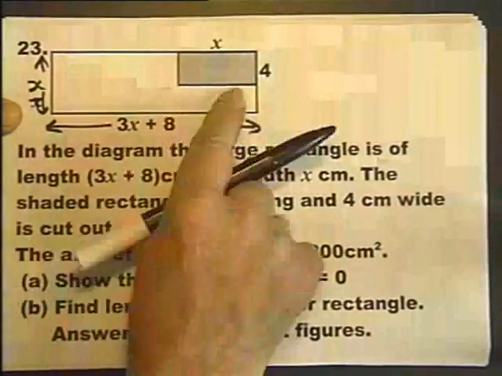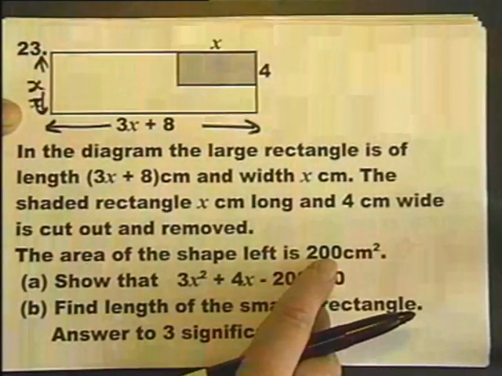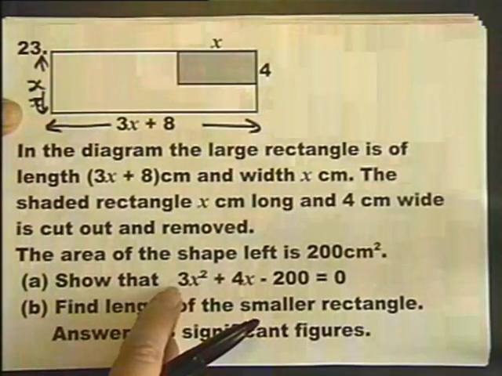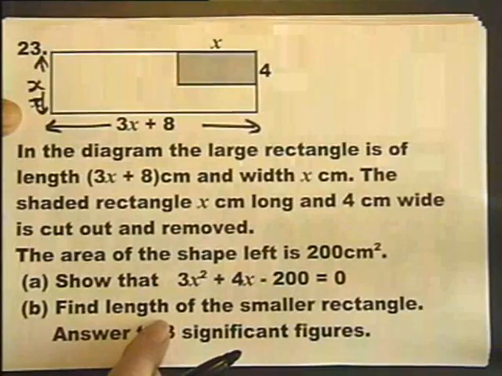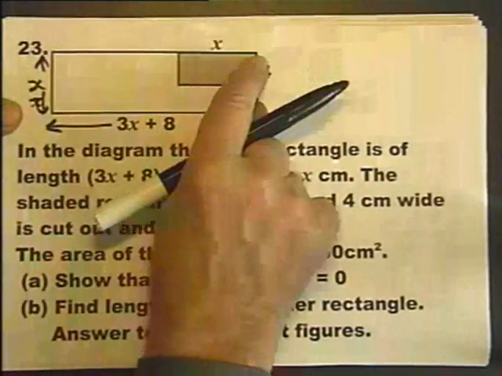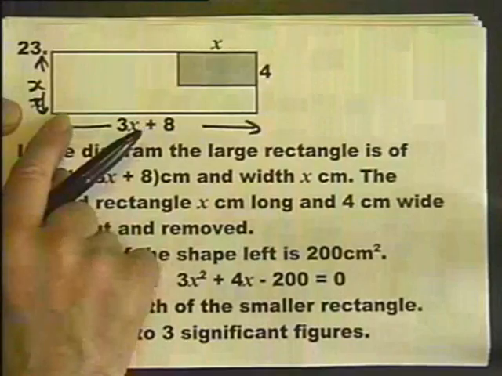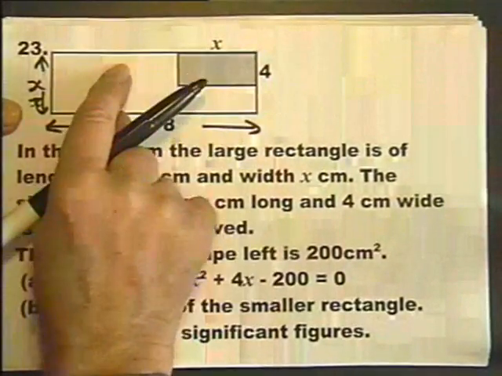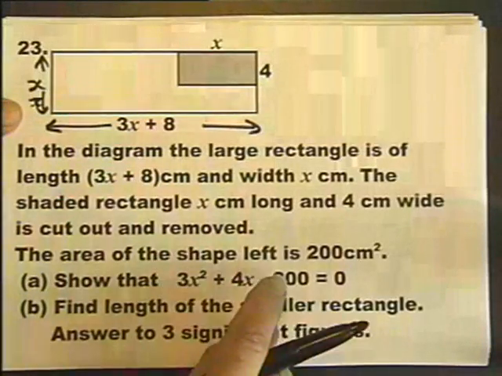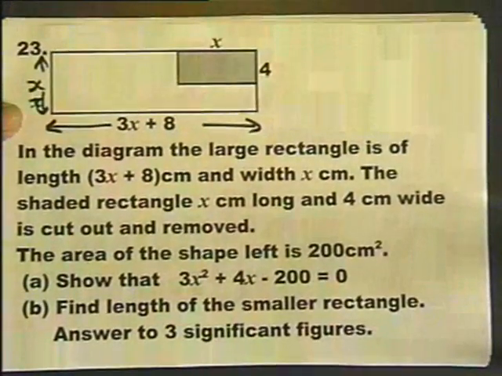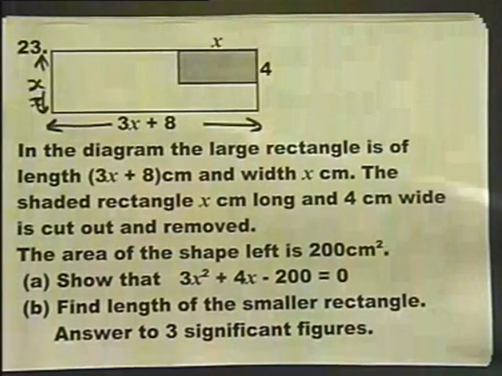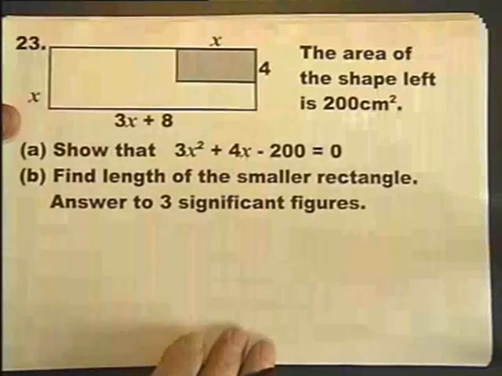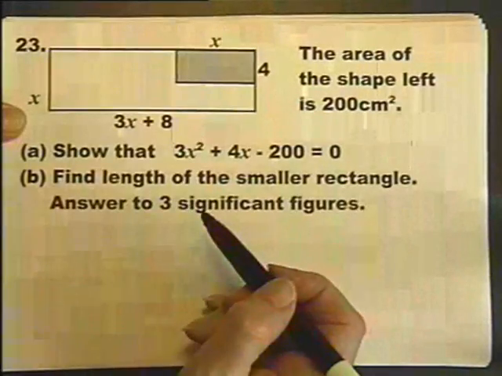The area of the bit that's left, the unshaded bit, is 200 square centimetres. Show that this is true, and then do something else. So the whole rectangle is x by 3x plus 8 and it has this bit cut away, and the area that's left is in fact 200. Now there's no room there for me to do any working out. So here we have it again with the basis of the question.